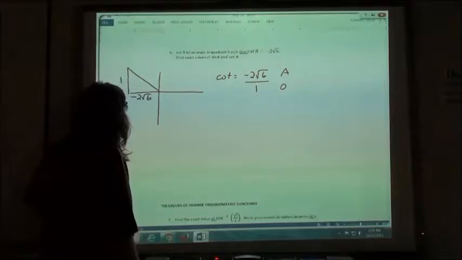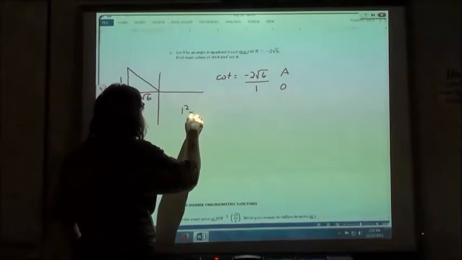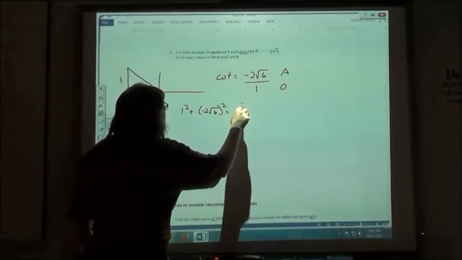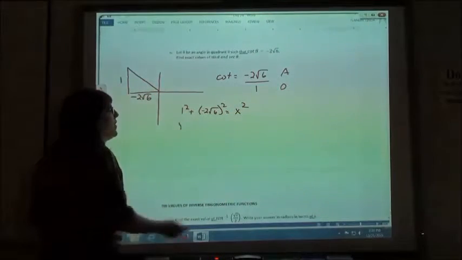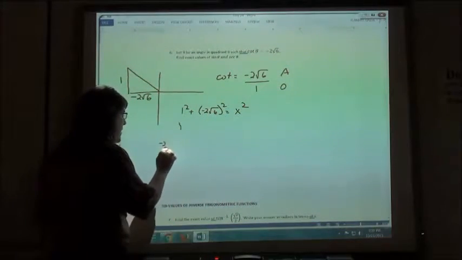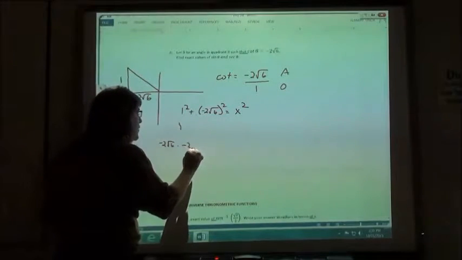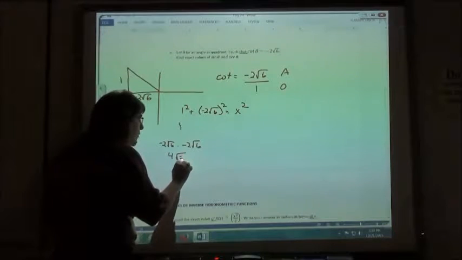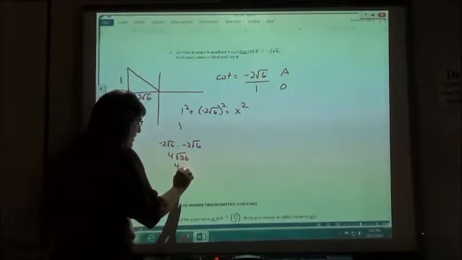I got to use my Pythagorean theorem. So 1 squared plus negative 2 square root of 6 squared equals x squared. Well, 1 squared is 1. Here I have to multiply. Negative 2 square root of 6 squared is negative 2 times negative 2 square root of 6, which is positive 4 square root of 36, or 4 times 6, 24.